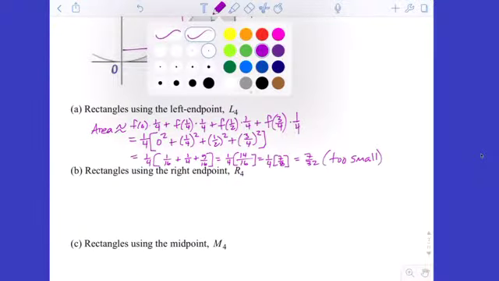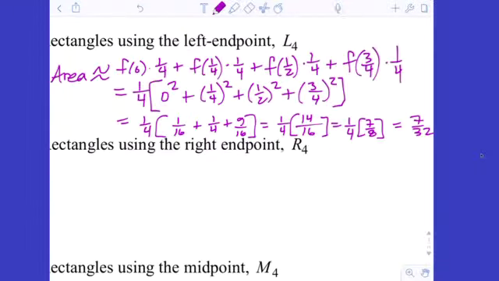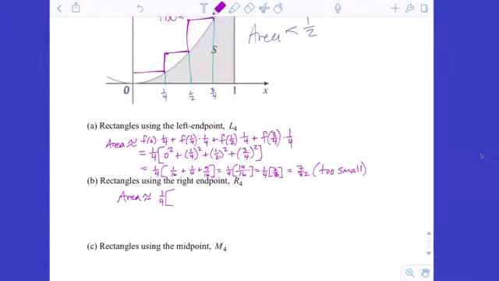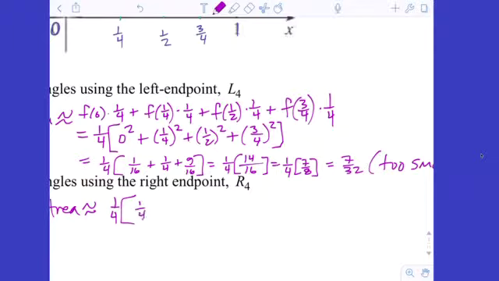So here we go. Let's go straight to the expedited version. Using the right endpoints, the area, squiggles, is approximated by 1/4 times, but now we're going to add up the last 4 y values. So f of 1/4, f of a half, f of 3/4, and f of 1. So we skip the first point for the right endpoint, and we use the last 4. Whereas for the left endpoint, we left justify it, and we use the first 4, not the last 1. So this should just be 1/4 squared plus 1/2 squared plus 3/4 squared plus 1 squared.